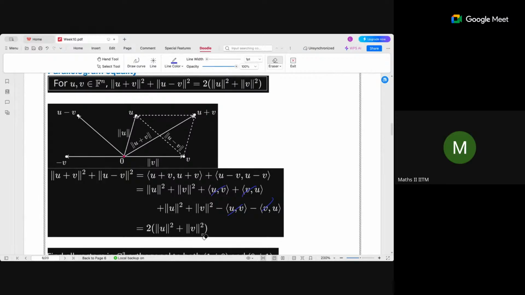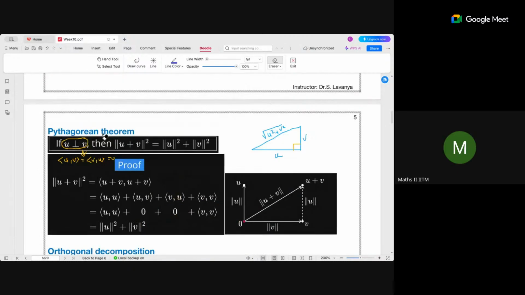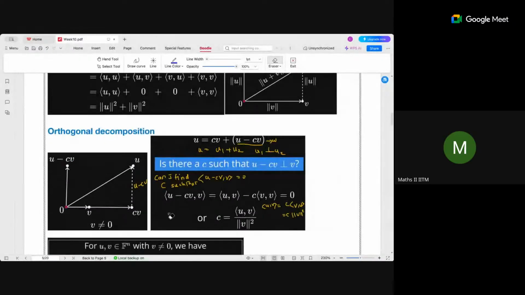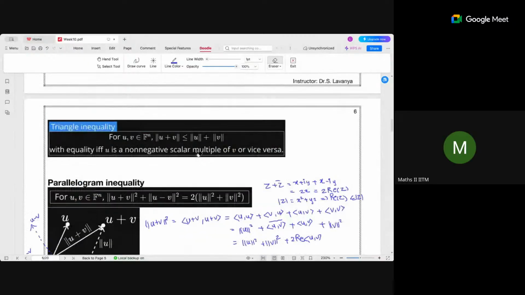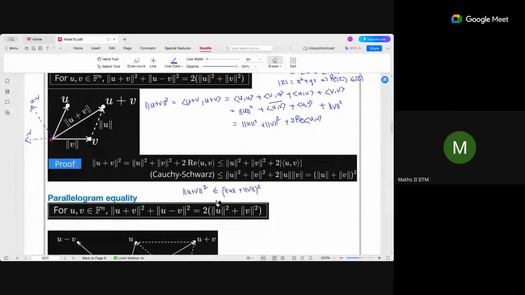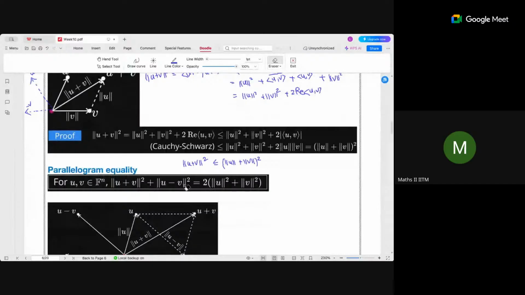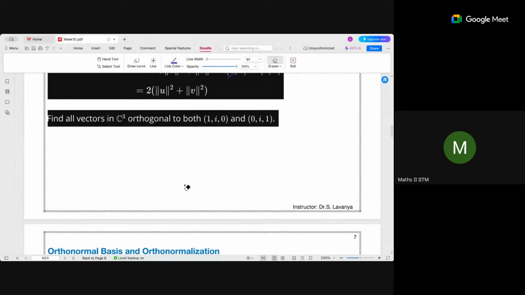This is the parallelogram equality. Okay, so we have quite a few identities here. Using the Pythagorean theorem, u perpendicular to v implies norm of u plus v, whole squared, is norm u squared plus norm v squared. Then you have the orthogonal decomposition of vectors, and then the Cauchy-Schwarz inequality. This is the parallelogram inequality, and this is the parallelogram equality. Okay, so these are the things we have seen.